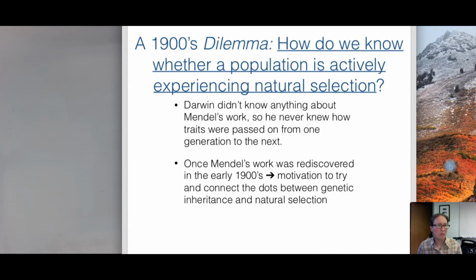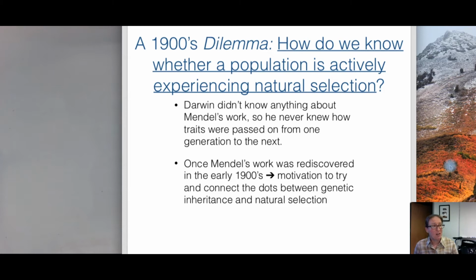But we have to step back for a moment to the 1900s, to a dilemma. At the time, the question was, okay, we know that there's something going on with regards to evolution by natural selection, but how can we actually tell if a population is actively experiencing this? For thinking about this, we have to be aware that Darwin didn't know anything about Mendel's work. Remember that Mendel died in complete obscurity. And so Darwin never knew how the traits that he wrote about were passed on from one generation to the next. He had some ideas, but nothing solid.